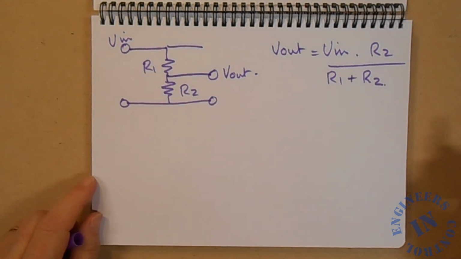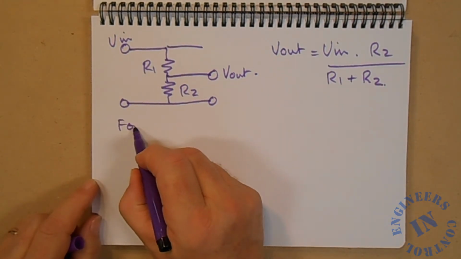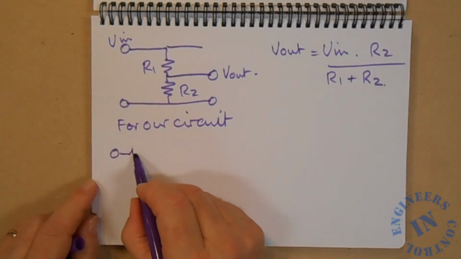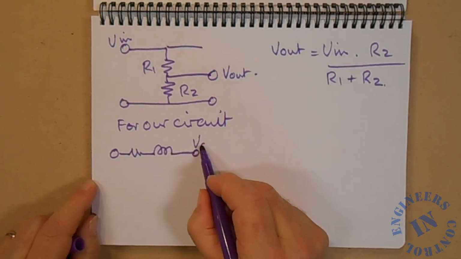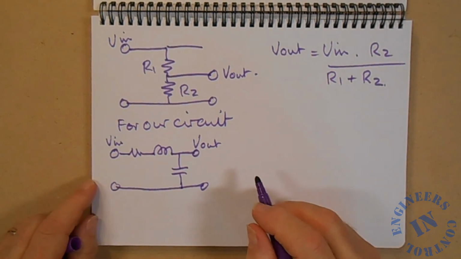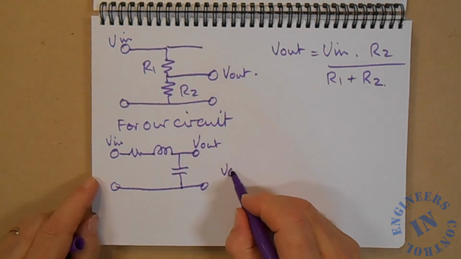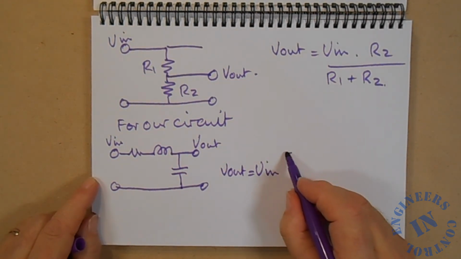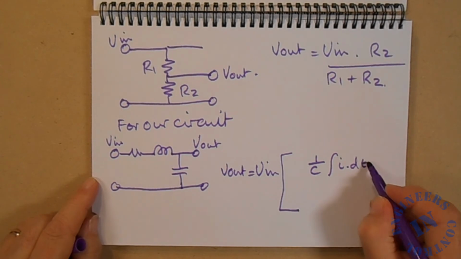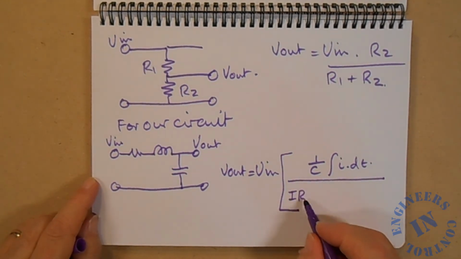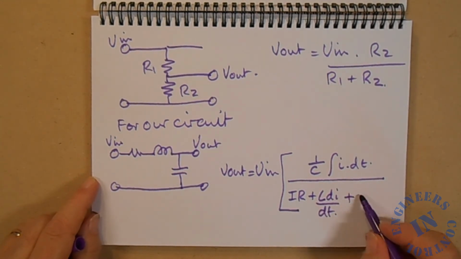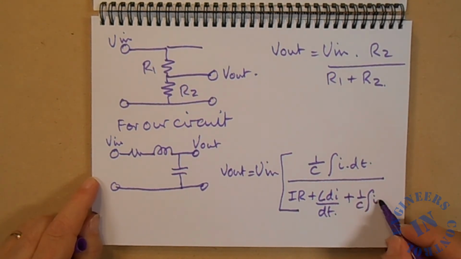Now, it may not seem obvious to you, but for our circuit, this one here, what we get is V out equals V in multiplied by 1 over C integral I dt over IR plus L di by dt, the characteristic equation here on the bottom line, plus 1 over C integral I dt.